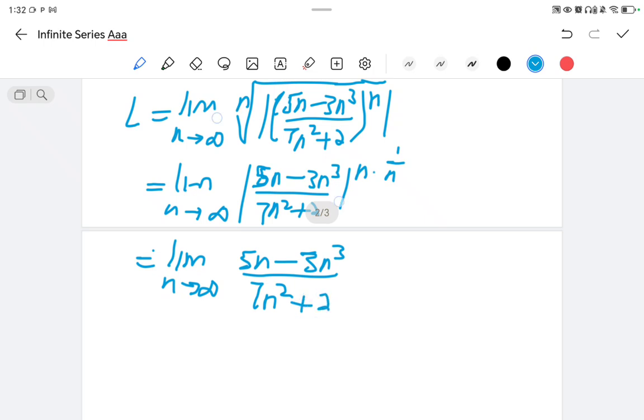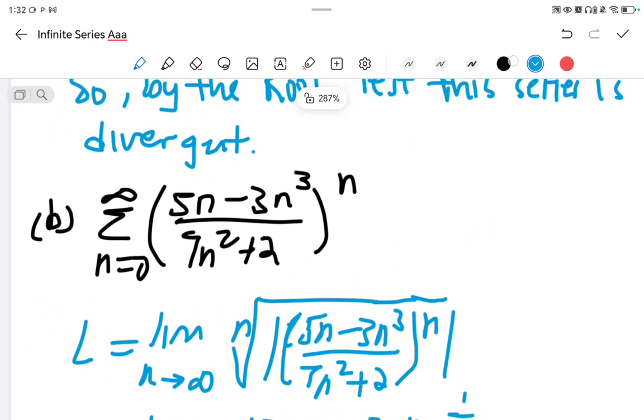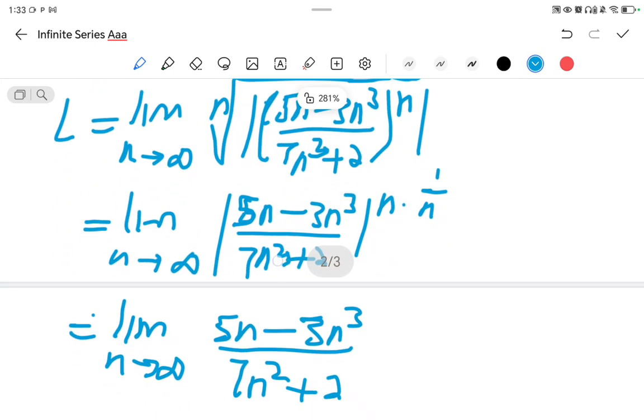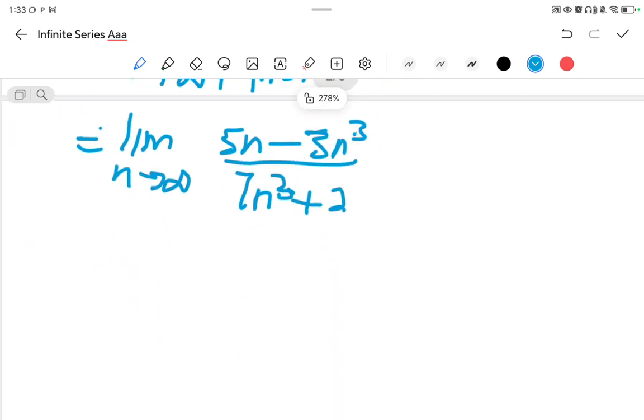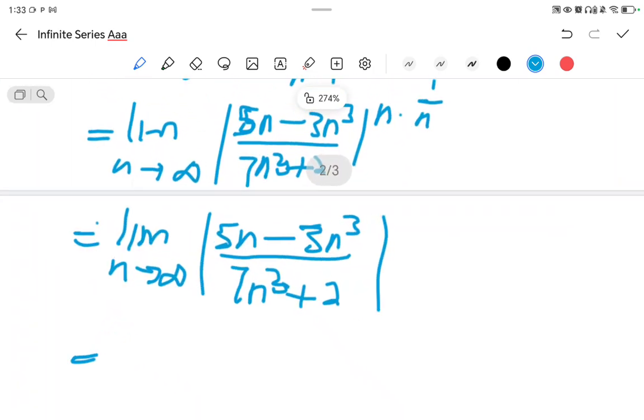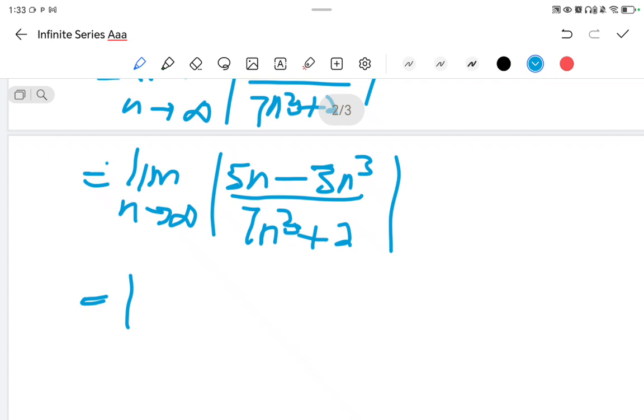No, this one is to the third. Wait, did I copy a wrong question? So, according to the limit of this, you must know what is the limit of this, right? I forgot the absolute value. If we apply the limit, we will get minus 3 over 7, and with the absolute value this will be equal to 3 over 7, which is less than 1.